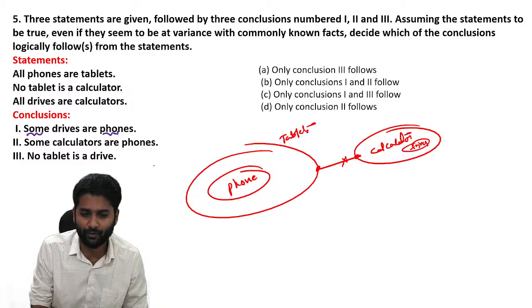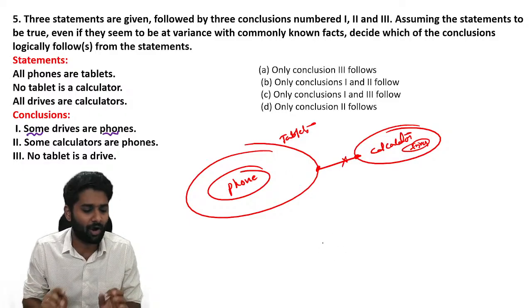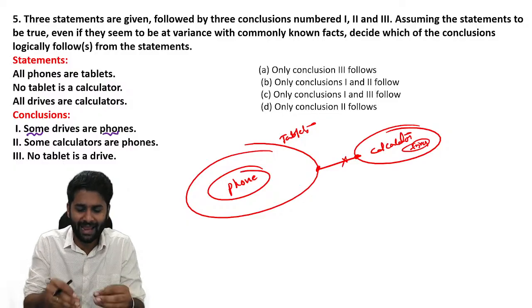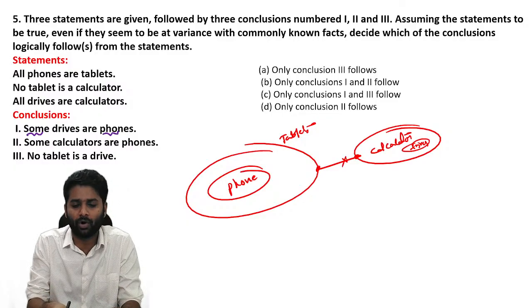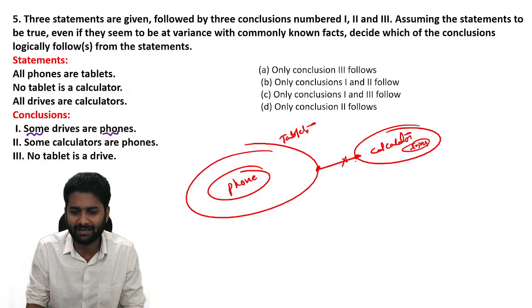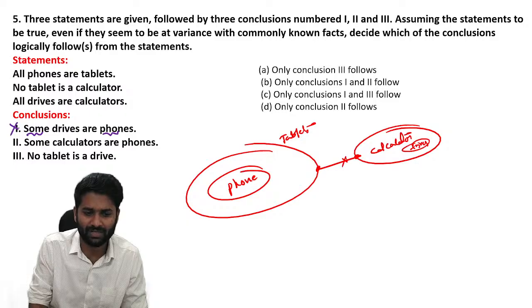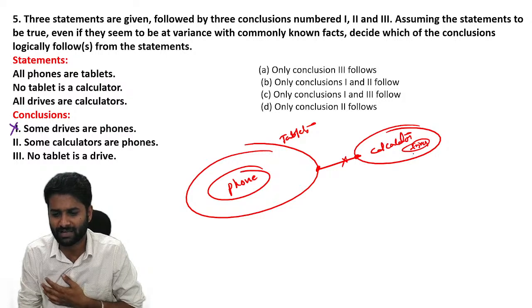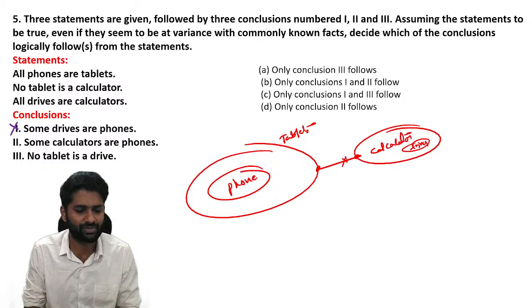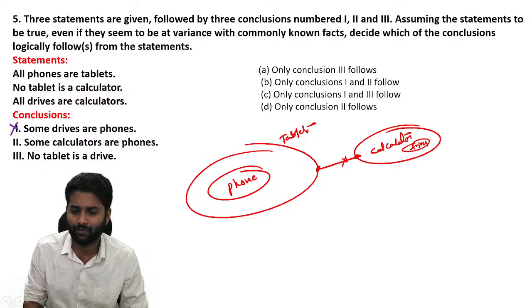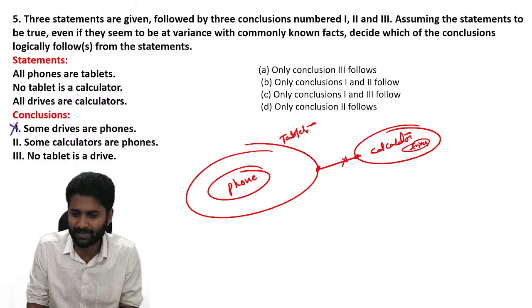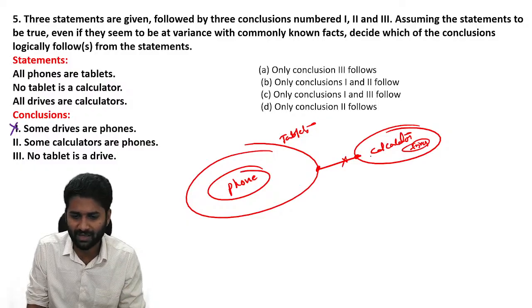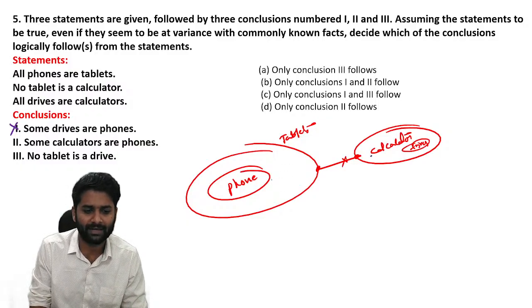Some drives are phones. If you observe, guys, phone and drive have no common intersection. The conclusions with all and some need at least minimum contact between the objects. You can't see any direct contact, so definitely this conclusion never follows. Phone and drives are both far from each other. Some calculators are phones. Again, there is no direct relation given in the picture, so that is not given in the statement. Calculators and phones have no direct contact. It is invalid.